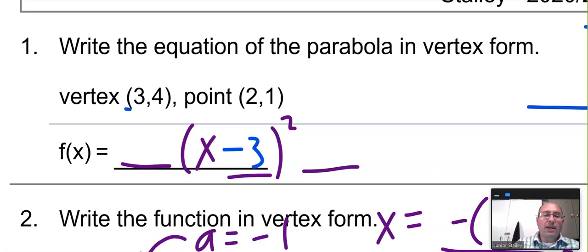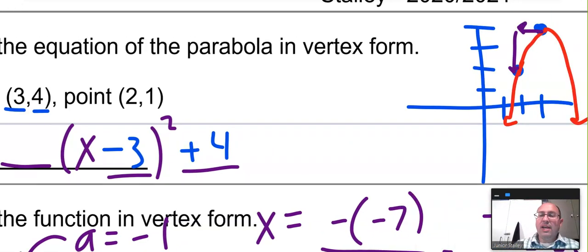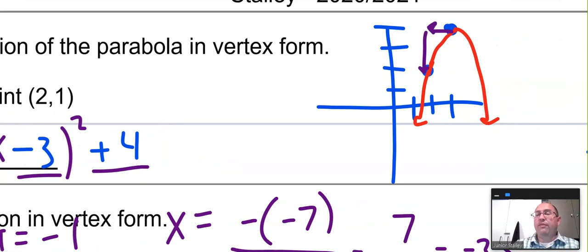It's 3 to the right and 4 up. So we should be able to make an equation that says 3 to the right and 4 up, but we don't know what the a value is. So one technique: graph it. And if it's nice, like this one, right? 3, 4, and then 2, 1.